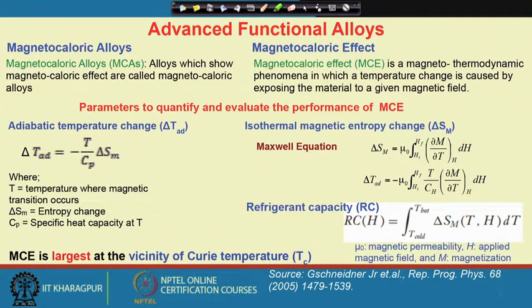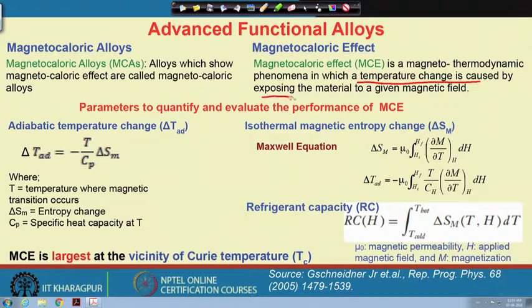Magnetocaloric is a magnetothermodynamic effect or phenomenon in which the temperature change is caused by exposing the material to a magnetic field. This behavior has been observed in metals, alloys as well as some ceramics, but in ceramics the change of temperature is very low, whereas some of the alloys, which are called magnetocaloric alloys, show a quite high magnetocaloric effect.